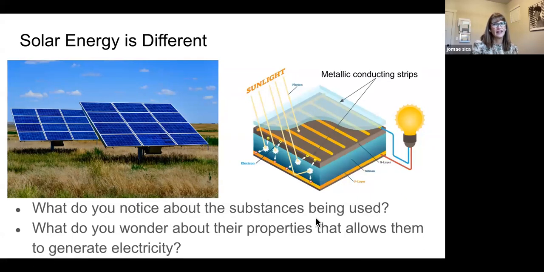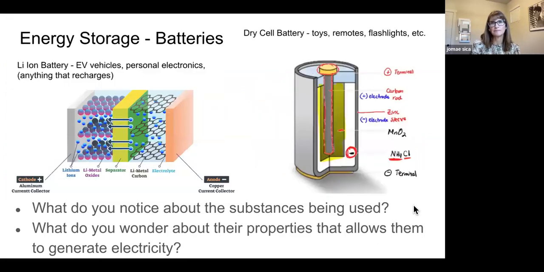Okay. All right, good. So again, trying to think about material science, like why do we pick the things that we do to work in the solar panel? How does that help them efficiently generate electricity?